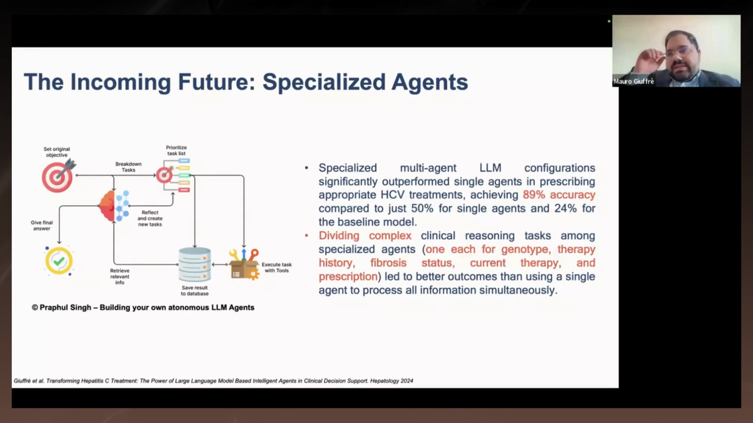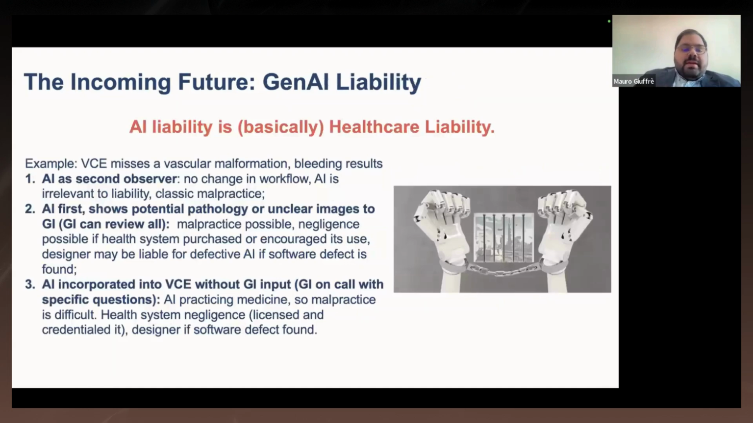And if you think about this, you can have a virtual liver clinic where you have an LLM or a group of LLMs which are taking care of the patient's prescription refill or even the prescription of the first therapy.